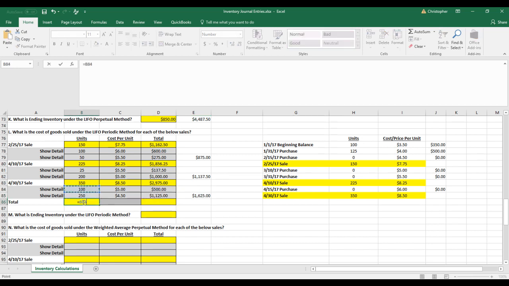And again, we'll add up the number of units sold and the corresponding costs for all those units.